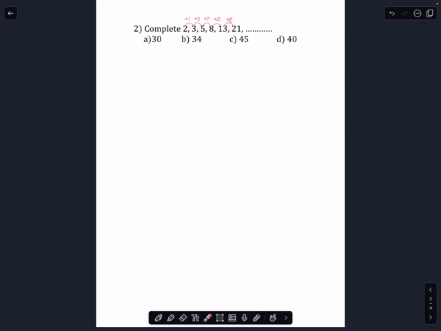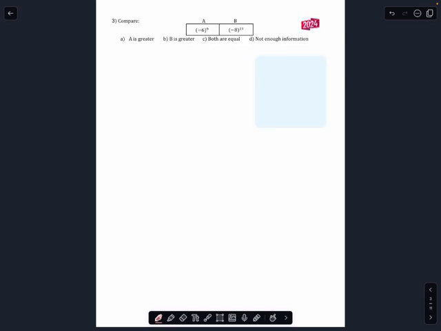The pattern here, if you can see, if you add 2 and 1, you get 3. Okay? 3 and 2, you get 5. 5 and 3, you get 8. And 8 and 5 should get you the number that you should add to 21, and that is 13. So you have to add 13 to 21 to get 34. And B is our answer for number 2.